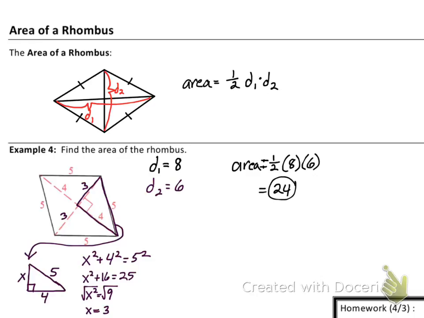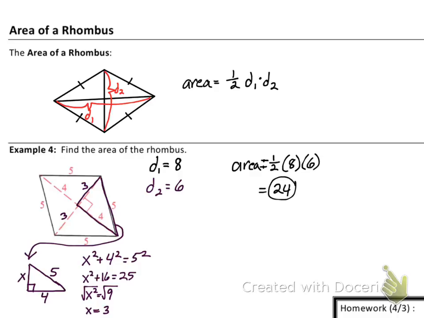So the rhombus is the only new one. All the other ones use base times height. Triangle used half of base times height. Parallelogram used just regular base times height. Squares and rectangles just base times height. Also remember, this is kind of an offshoot. A square is a rectangle and it's also a rhombus, so you could apply either one to a square. If you know both diagonals of a square, you can use the rhombus formula. If you know the length and width, just use the rectangle formula, the length and width.